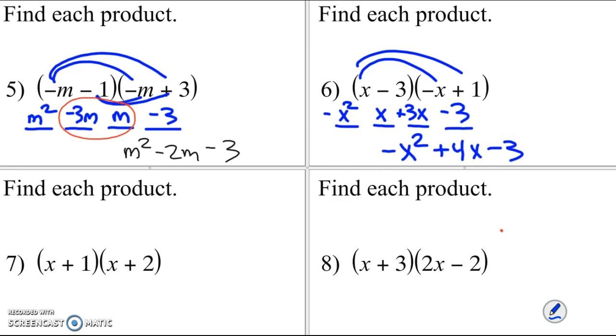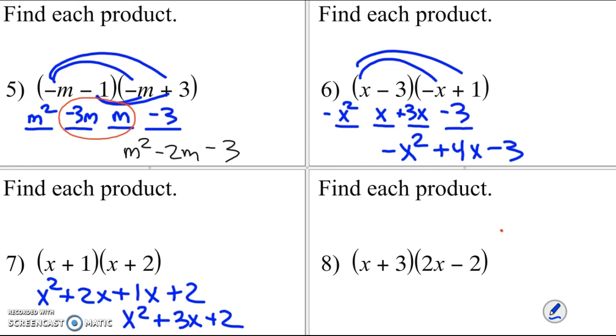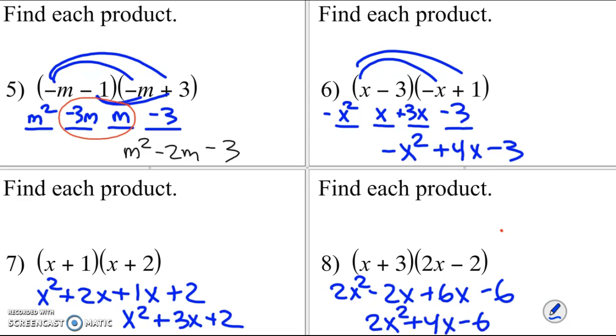Okay, down here, same deal. X squared plus 2x plus 1x plus 2. Combine the like terms, you have x squared plus 3x plus 2. Over here we have 2x squared minus 2x plus 6x minus 6. By the way, I'll finish this up so you can see it if you need it later. 2x squared plus 4x minus 6. You can save them for now.